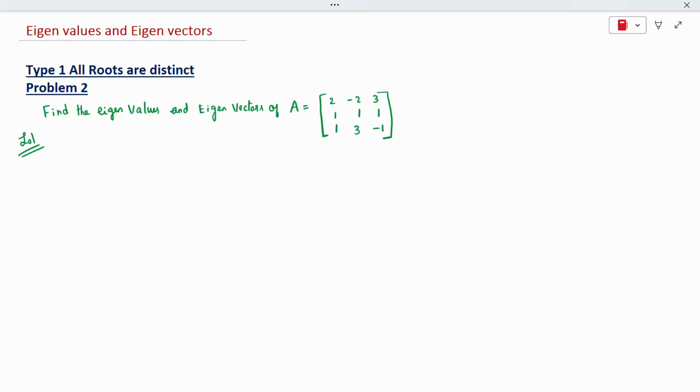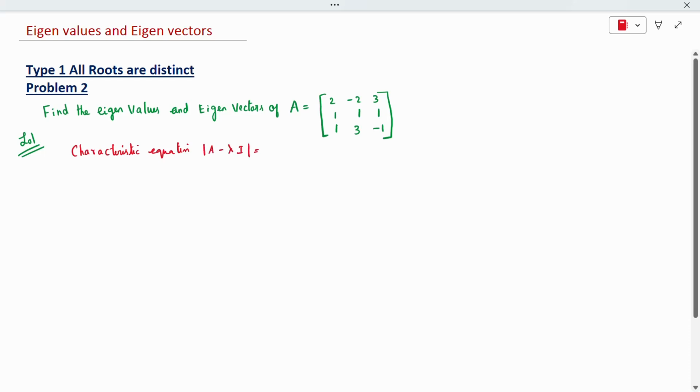Good morning to all. Today's topic is when all the roots are distinct. For our problem 2, find the eigenvalue and eigenvector for the given matrix. So first step, we have to write the characteristic equation. We know that the characteristic equation is nothing but determinant of A minus lambda I equal to 0.